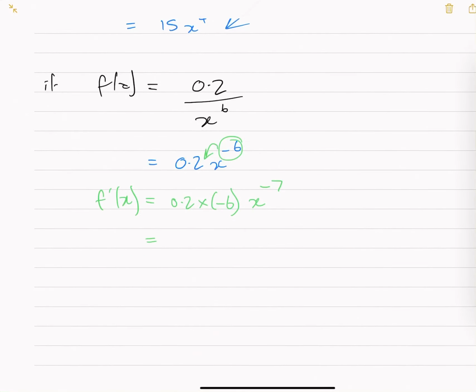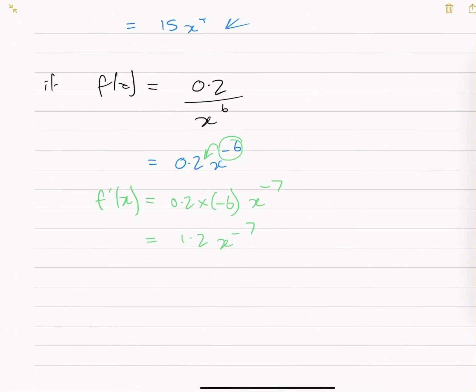So this is going to be, oops, sorry, let's try that again. 1.2 x to the power of -7. Okay, I could be done.